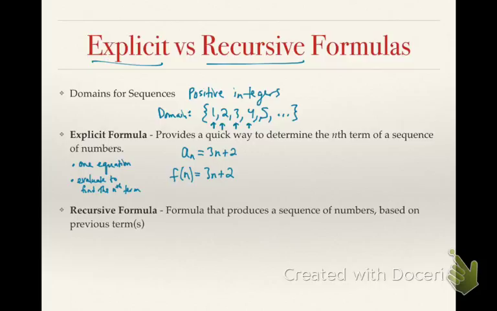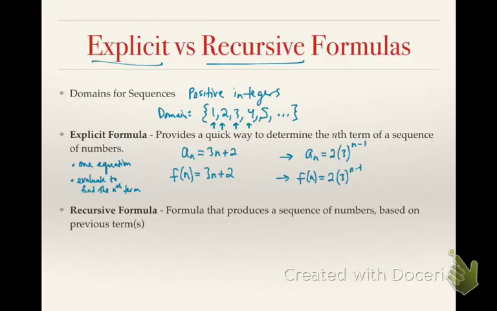You might also see it using function notation, maybe f of n is equal to 3n plus 2. Those are examples of linear sequences. You could also have geometric sequences, so for instance 2 times 3 to the n minus 1, or f of n is equal to 2 times 3 to the n minus 1. You can see it in both forms. The an is typical for sequences, but you should also recognize that it could be written as function notation.